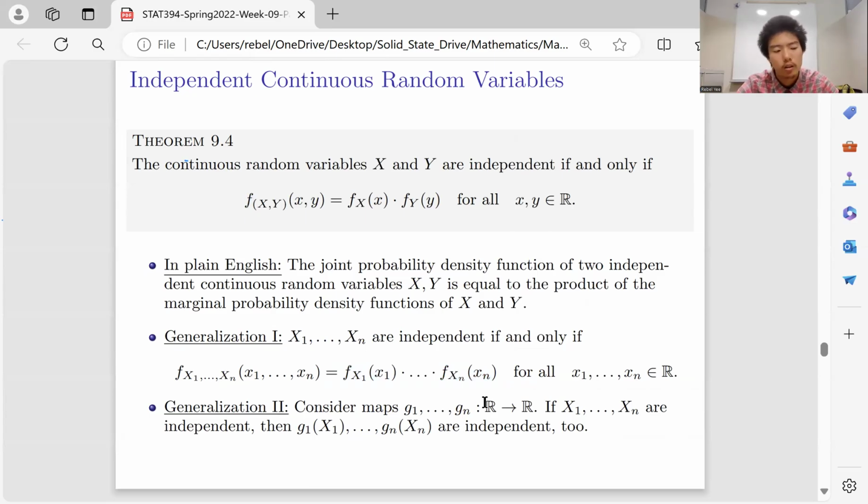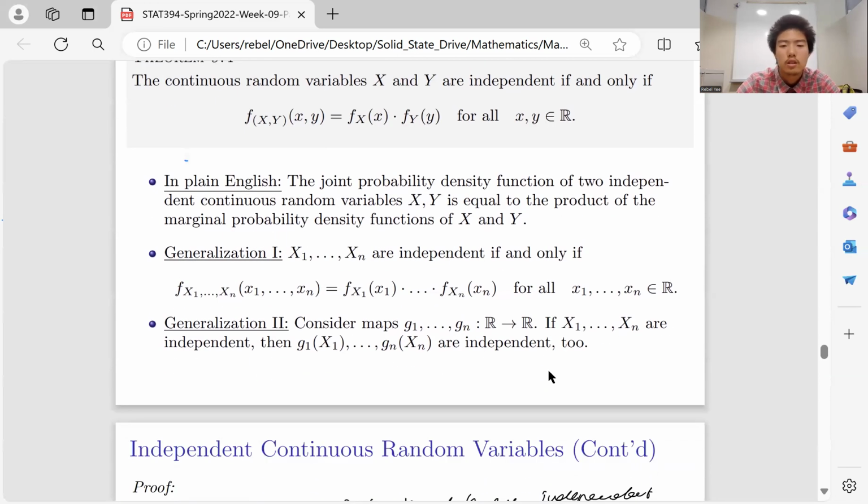And the second, we can also do the transformation here. Say there are X1 to Xn, and they're independent. We can also apply some functions to these random variables. No matter what function we apply, even different functions to different random variables, the results will also be independent. That's the second generalization.